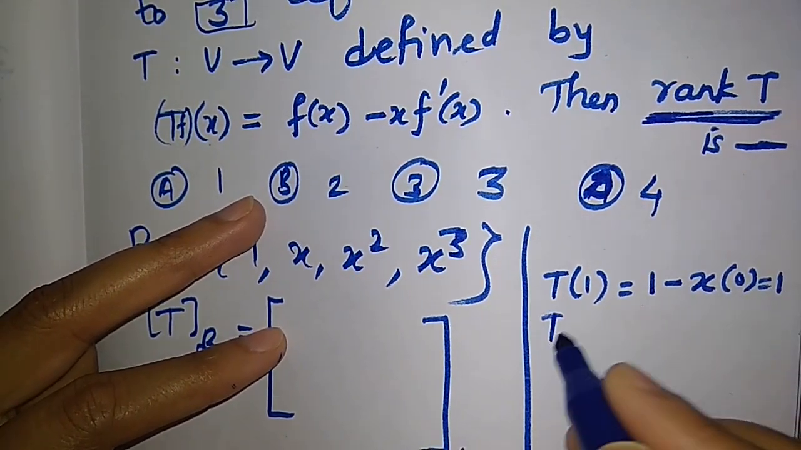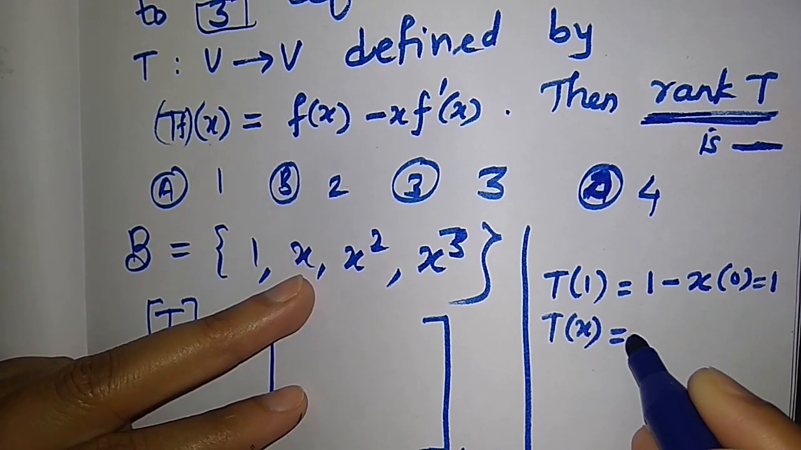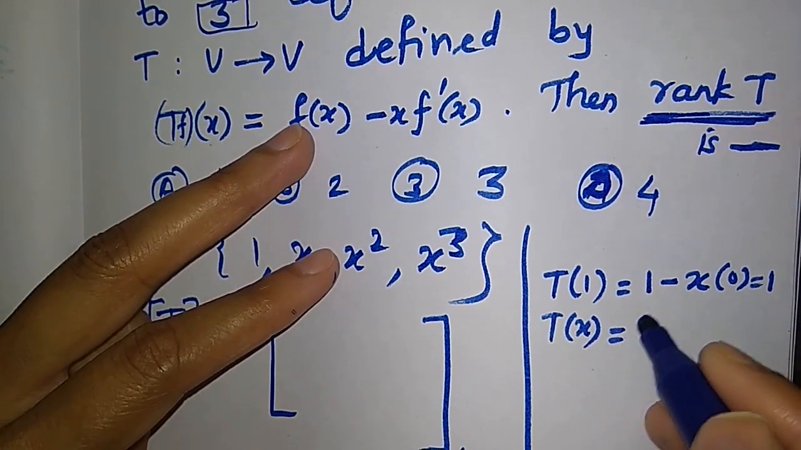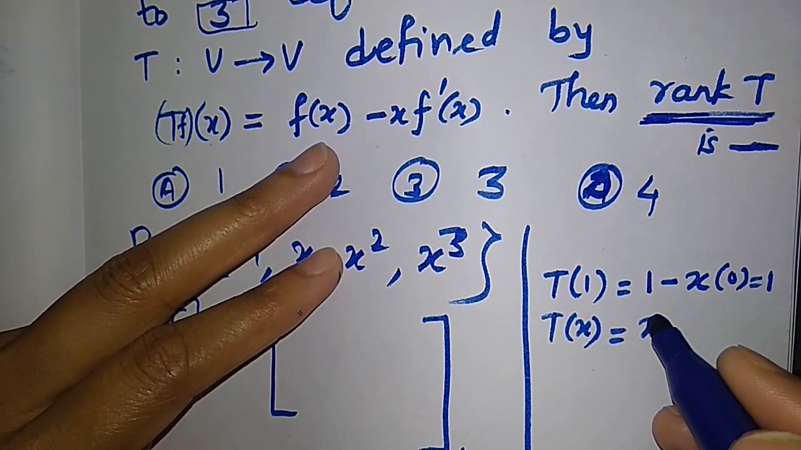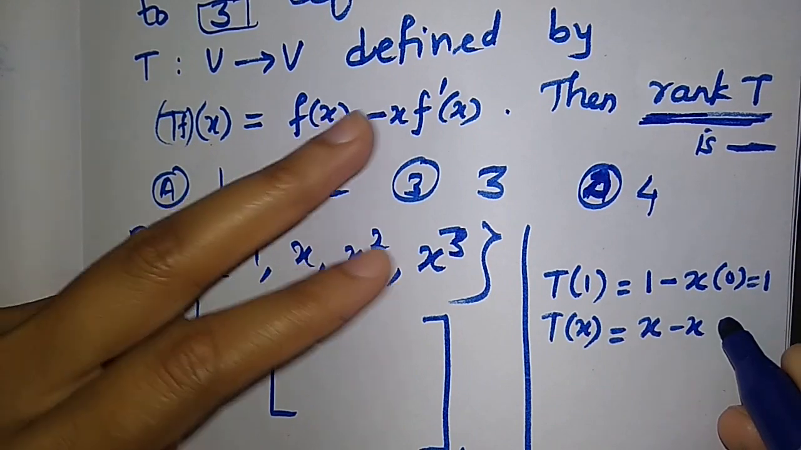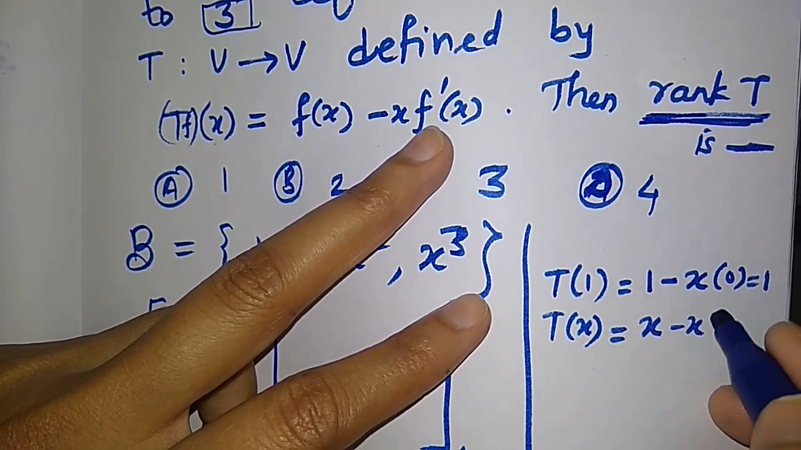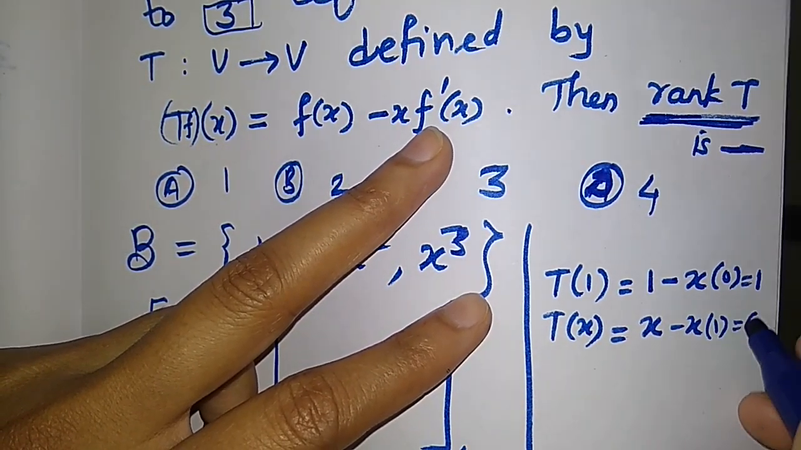Now take the second vector, so it is x. So T of x will be just, you take the function f(x), which is x, minus x times, you take the derivative of x, so it is 1. So x minus x is 0.